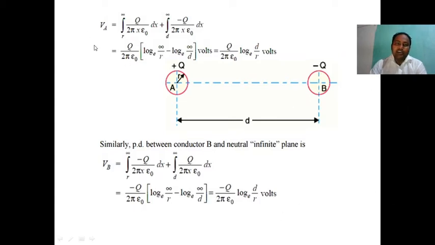So how can we calculate the potential difference VA? First we consider conductor A. Conductor A has radius R, with the limit tending to infinity. As we already discussed previously, there are two points, and the difference between the two points is R to infinity: Q by 2 pi x epsilon naught dx, plus, in a similar manner, the distance between the two conductors D tending to infinity, minus Q by 2 pi x epsilon naught, because conductor B has negative charge.